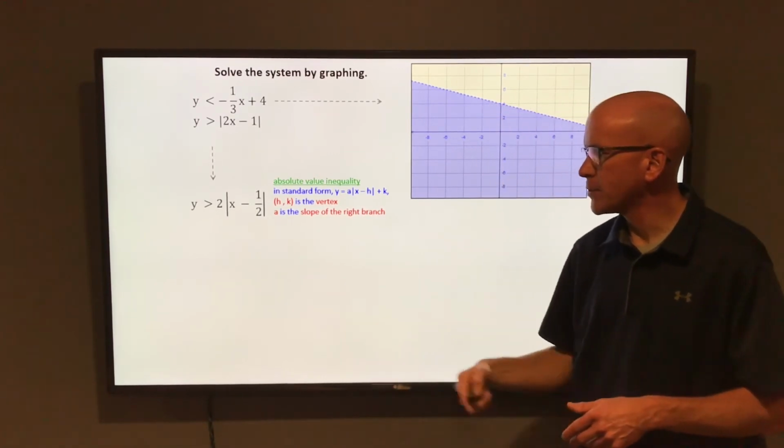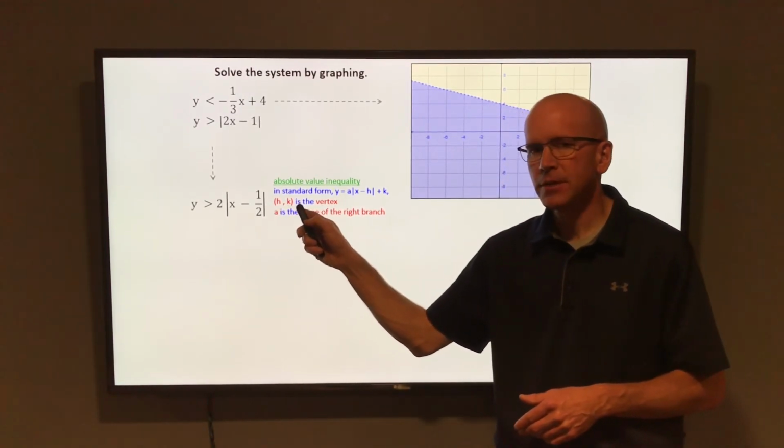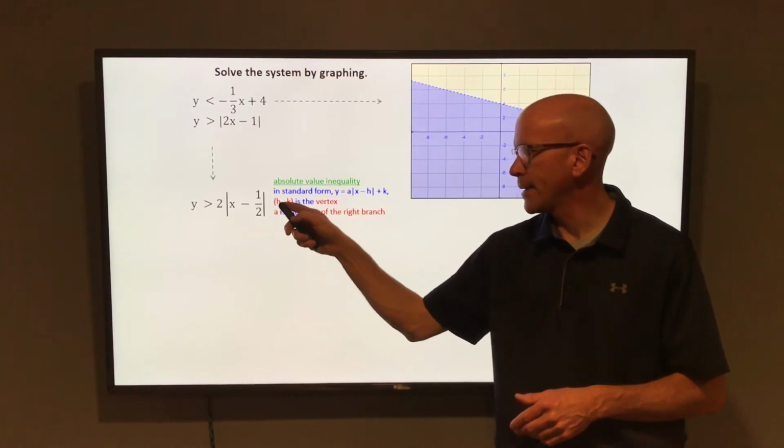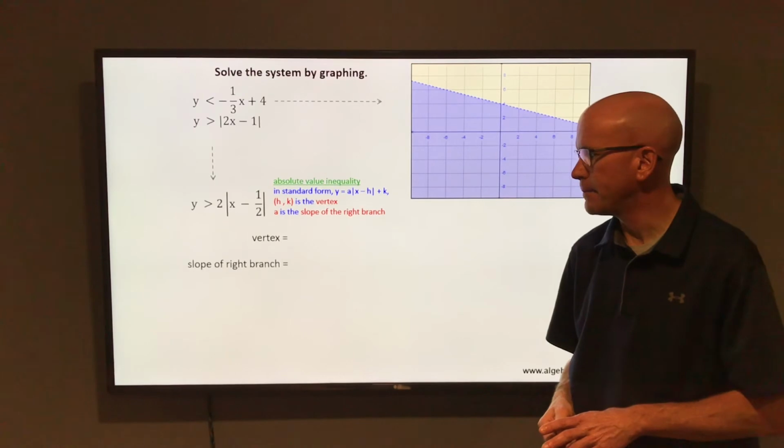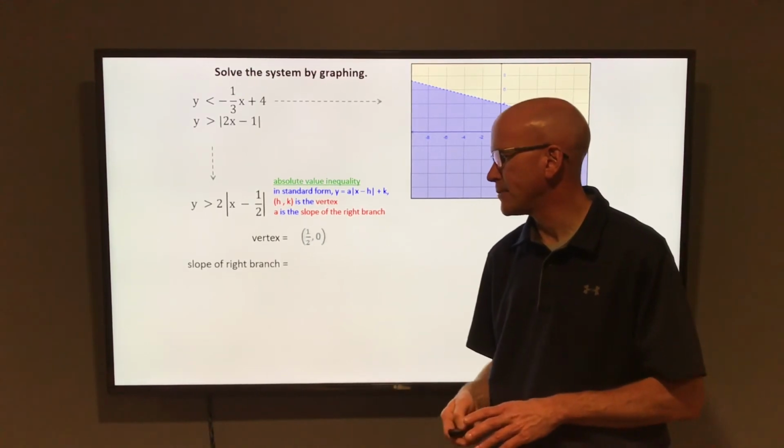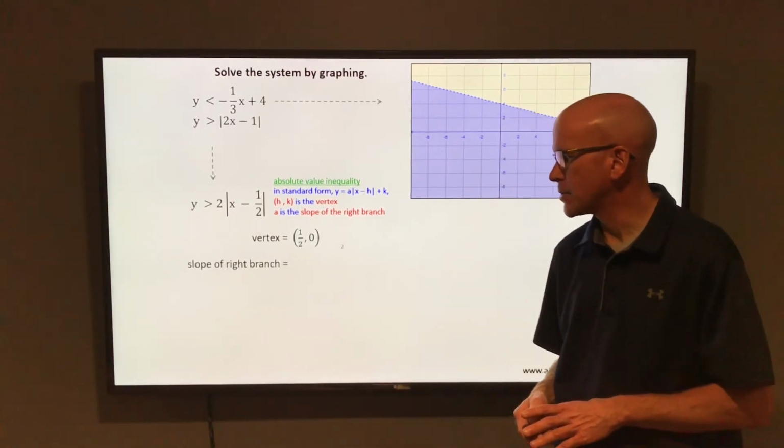Now this has a vertex of 1/2, 0. So the vertex is 1/2, 0. Slope of the right branch is 2. That's going to create the boundary line. Once again, vertex is 1/2, 0. And slope of the right branch is 2.